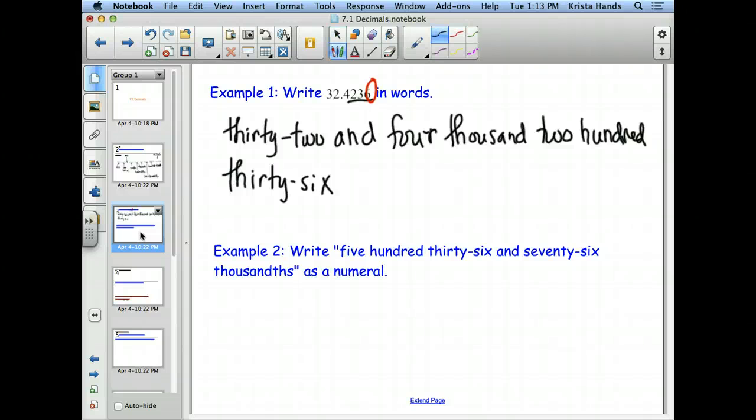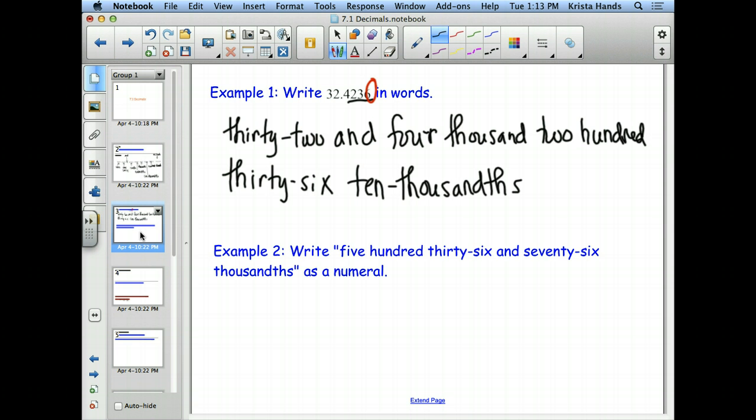So then we would write at the very end of this 10, and there's a hyphen again, thousandths. Okay, so this is 32 and 4,236 10 thousandths. That's how we would read that.